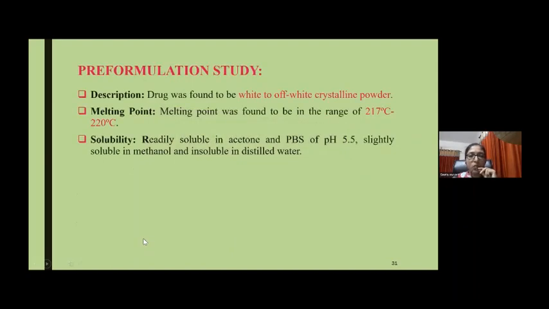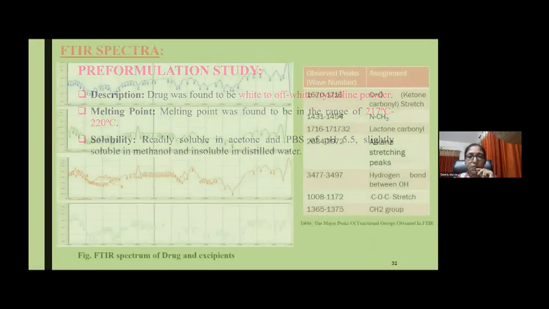In the pre-formulation studies, the drug was observed to be a white to off-white crystalline powder with a melting point of 217 to 220, which was within the range. Solubility was found to be soluble in acetone and phosphate buffer pH 5.5. It is slightly soluble in methanol and insoluble in distilled water.